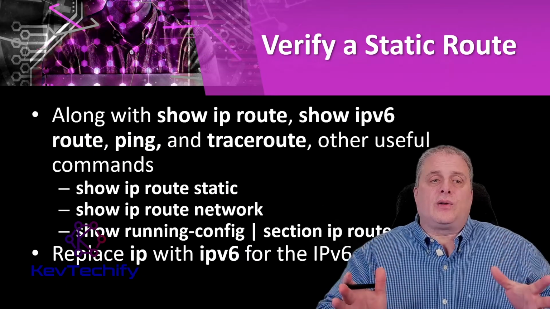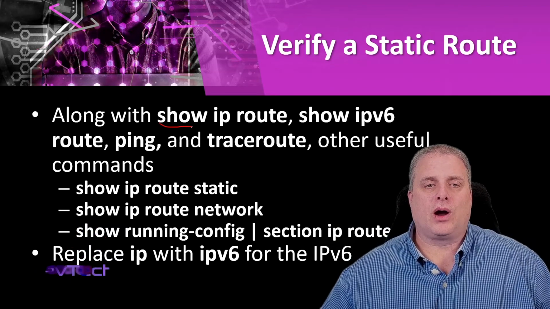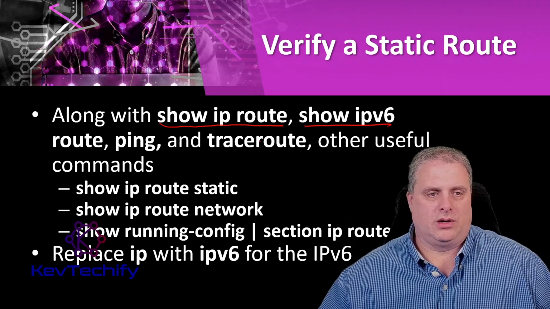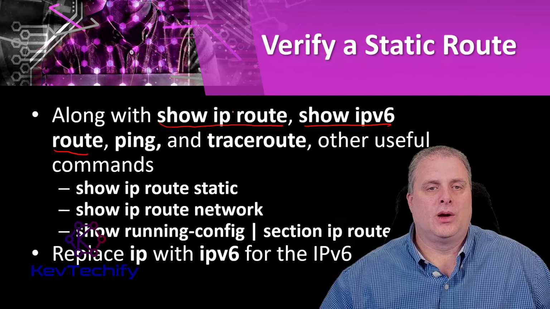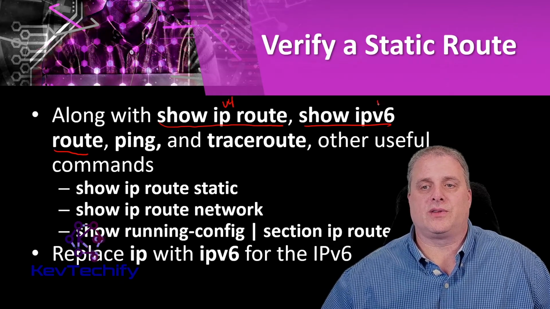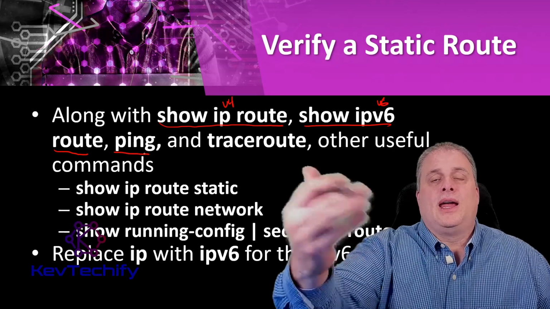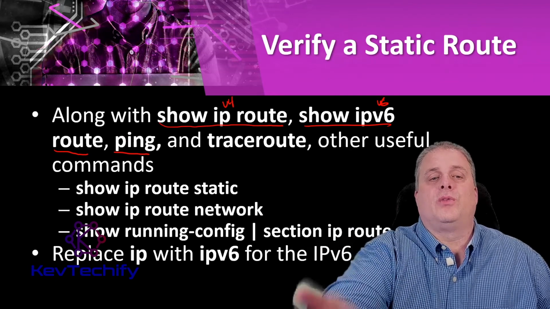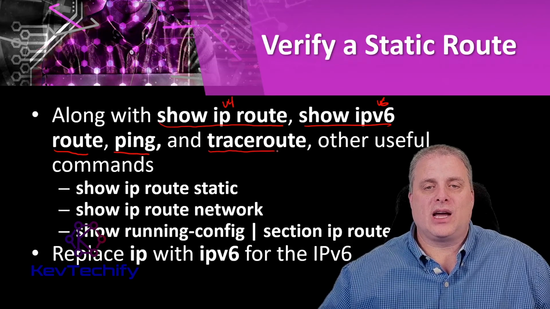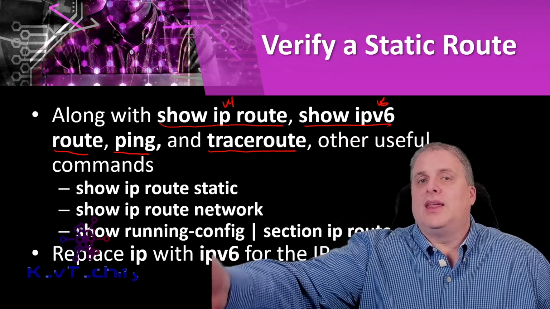To verify a static route, we have the standard commands available to us. We have the show ip route. That's what we've used in these previous examples. Show ipv6 route. What we've done for IPv6. Once again, if it just says IP, this is for version 4. If it says IPv6, it's for version 6. We have the ping that sends out an echo request, and hopefully you get the echo reply back. Then we have the traceroute where it sends out an echo request to every router along the way, and then it logs the echo replies back in.